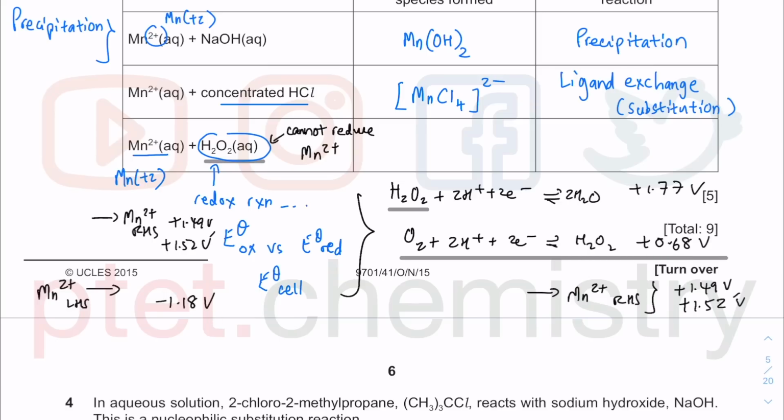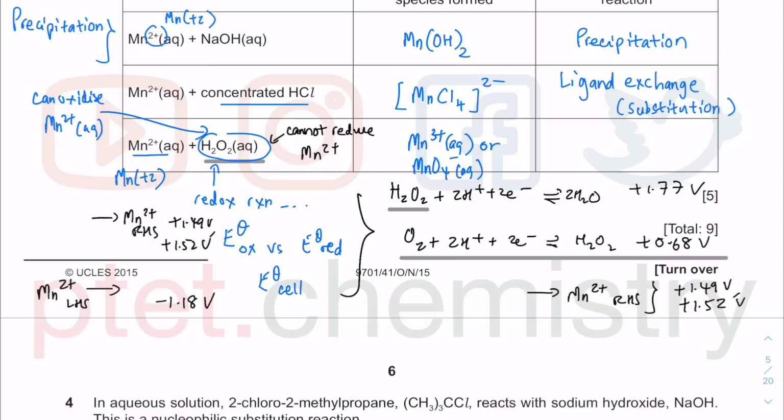But it can oxidize Mn2+ aqueous. What are the possibilities? Both of them are going to be more positive than this H2O2 getting reduced itself. So have a look in the data booklet. You can get the products that contain manganese at +1.49 volt. That one just now was Mn2+ on the right hand side, so that is going to Mn3+. So you can say Mn3+ aqueous. Or it could be the one that gives you +1.52 volt. That was the one that gives you MnO4-.